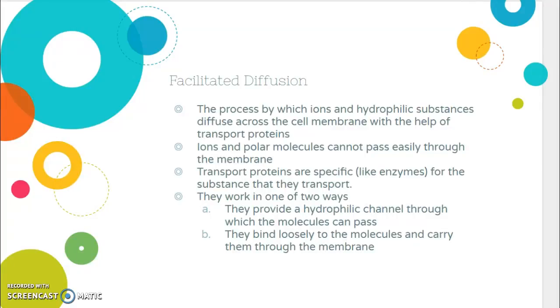We already talked about how hydrophobic substances can easily move through the cell membrane through passive diffusion. Well, in facilitated diffusion, this is how those hydrophilic substances diffuse across the cell membrane. They need the help of transport proteins because ions and polar molecules, those charged molecules, cannot pass easily through the membrane. And transport proteins are specific, so they are very particular about the substance that they transport. They can work in two different ways. The first way is they can provide a channel through which the molecule passes, or they can bind to the molecule and carry them through the membrane.